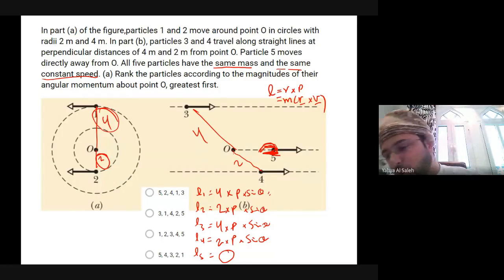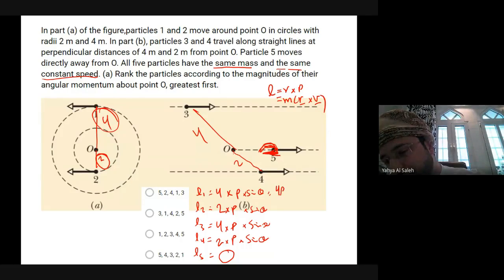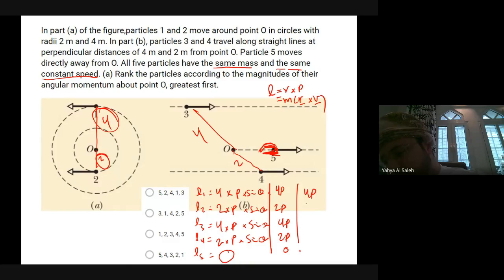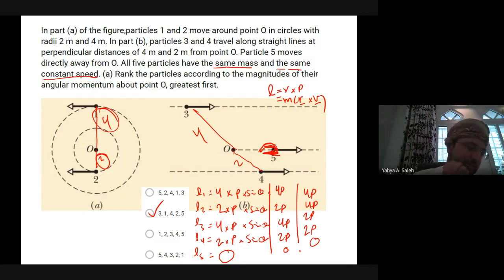Now let's order these. You have 4p, 2p, 4p, 2p, 0. You want to go from biggest to smallest. So the order is 4p, 4p, 2p, 2p, and 0. The only one which satisfies this order is this one, 3, 1, 4, 2, 5.